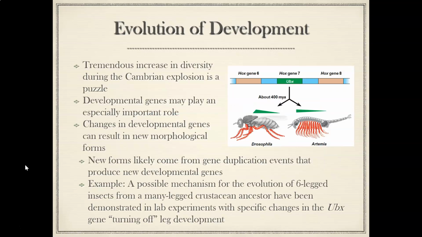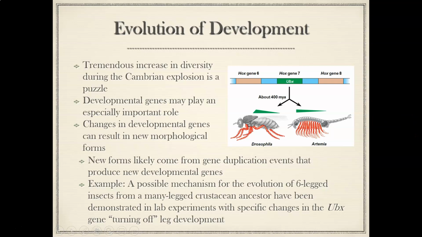We think this may be a contribution to that huge diversity that showed up during the Cambrian explosion. Developmental genes may in fact play an important role in how we got there. So looking at changes in those developmental genes and the morphological forms that are associated with it. So we look at something like the Drosophila, which are your fruit flies, and this little guy here, sort of a shrimp-esque organism, and we look at a gene mutation that occurs here in Hox gene 7 about 400 million years ago, and it has altered the patterns that we see in their limbs.